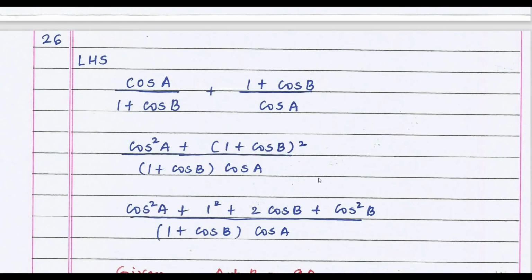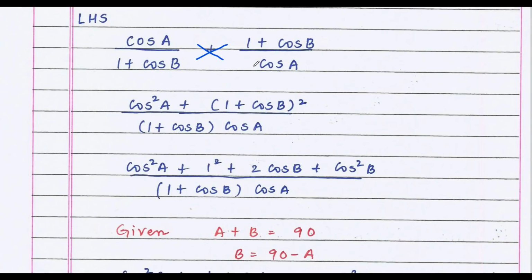Question number 26, given the condition a plus b equals 90 degrees, we need to prove that cos a by 1 plus cos b plus 1 plus cos b by cos a equals 2 by cos a. What you need to do is take the LCM or butterfly method: cos a into cos a, cos square a, plus 1 plus cos b into 1 plus cos b, we get 1 plus cos b whole square.